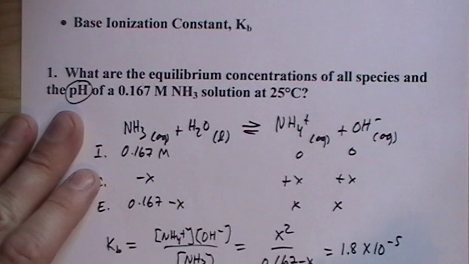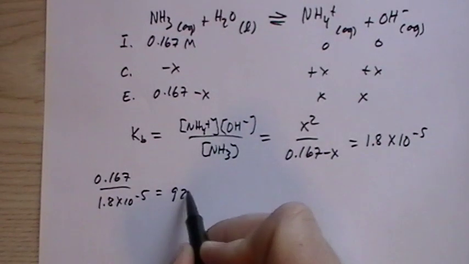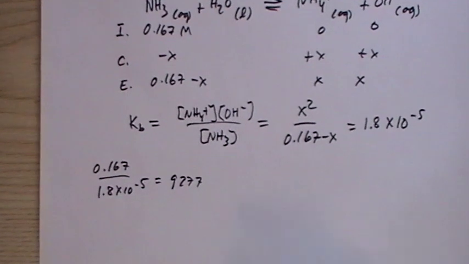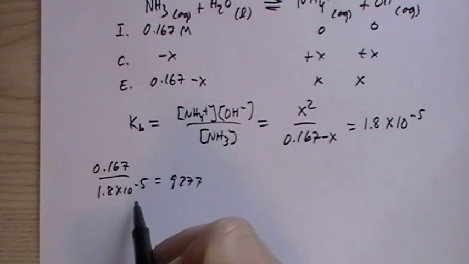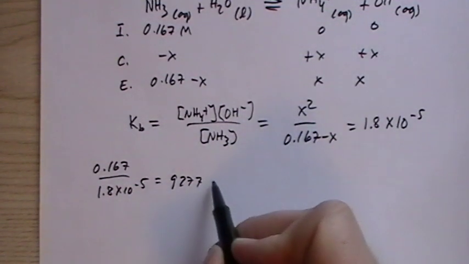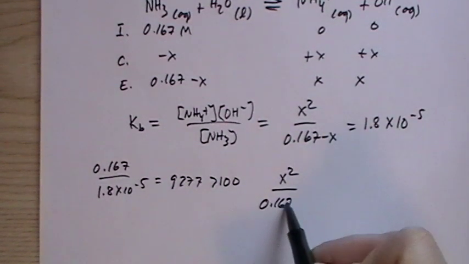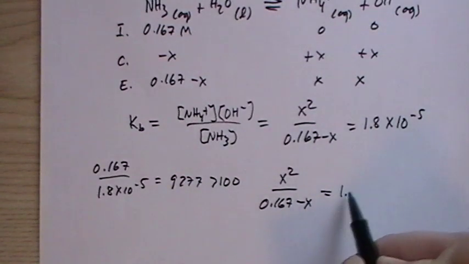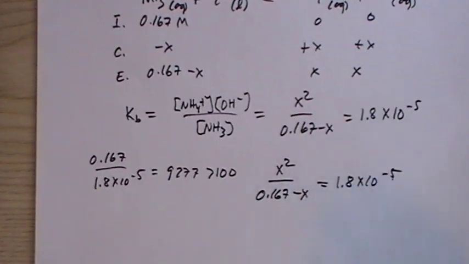First we determine if the approximation holds. 0.167 divided by 1.8 times 10 to the minus 5 comes out to be 9,277. I did that earlier. But it's about 10 to the minus 1 divided by 10 to the minus 5, so we should expect it to be huge. It's definitely greater than 100. And you say, well, does it hold for bases? The test we're doing is a mathematical test. It doesn't matter how we got this equation. Even if we just made it up, even if it's not related to any chemical process.